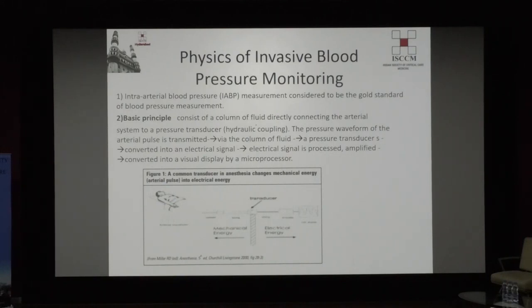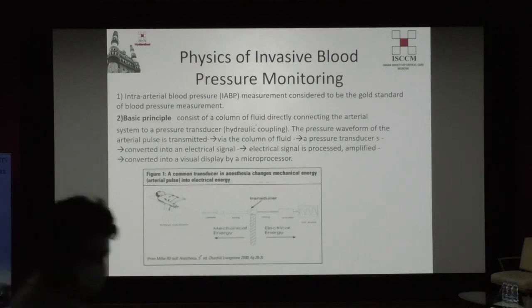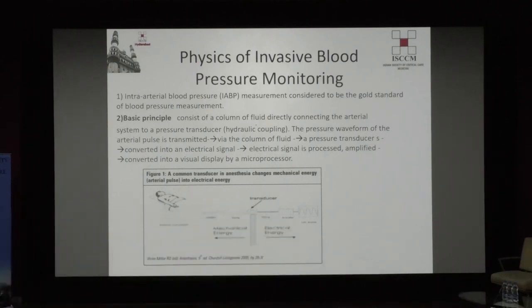Now, as we get over the physiological part, let us concentrate on the physics of invasive blood pressure monitoring. The basic principle of invasive blood pressure monitoring is a column of fluid directly connecting the arterial system to a pressure transducer. The pressure waveform of the arterial pulse is transmitted via the column of fluid. A pressure transducer converts this mechanical energy into electrical energy, which is processed and amplified, converted into a visual signal, and displayed on the monitor.